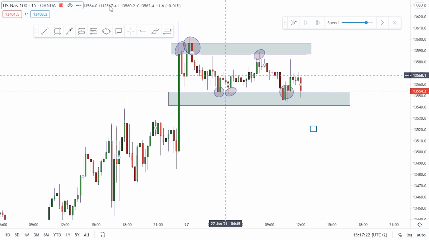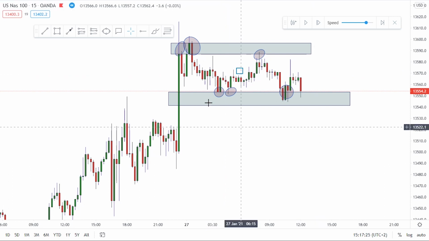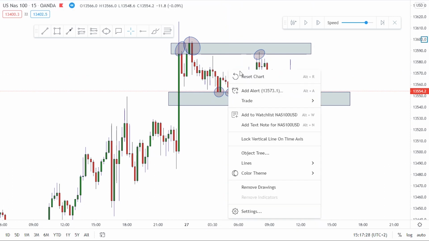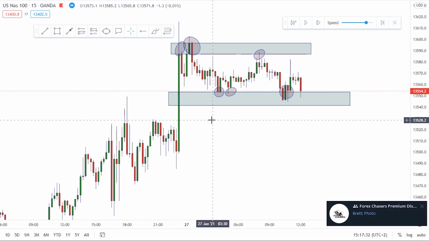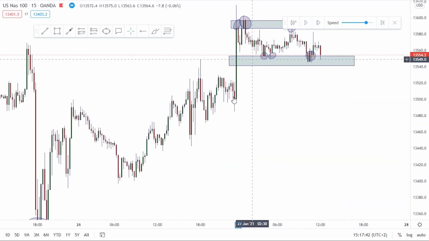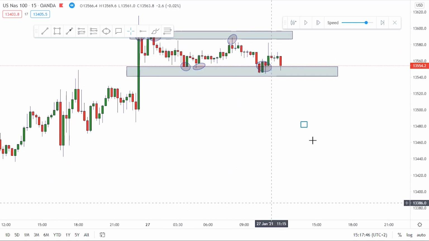As you can see, I've already marked my resistance and support. I'm gonna tell you the reason for this. The market has been shooting down until we got this pattern right here. This pattern showed us a change of direction, and Nasdaq has been shooting to the upside. Now finally we got a different pattern showing us that the market is changing direction.